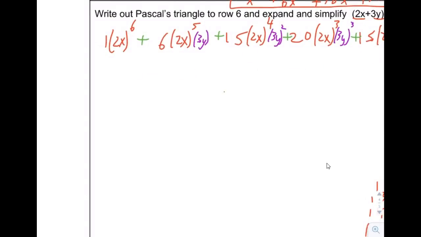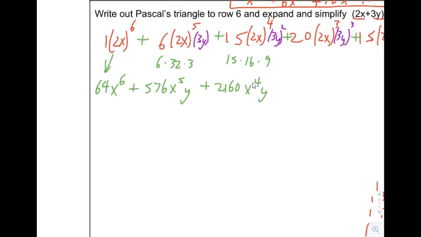Okay, now I need to simplify. 2 to the 6th is 64. So 64x to the 6th. Here I have 6 times 2 to the 5th, which is 32, times 3. That's 18 times 32. Get out your calculator. 18 times 32 is 576. x to the 5th, y. And then the next one is going to be 15 times 2 to the 4th. 2 to the 4th is actually 16. 3 squared is 9. I'm going to multiply those together. 15 times 16 times 9. 2160 x to the 4th y squared.